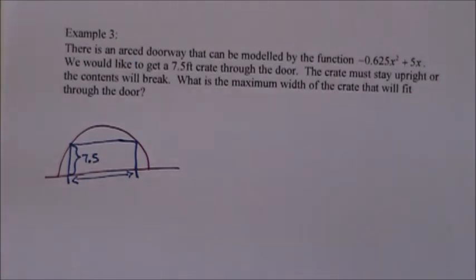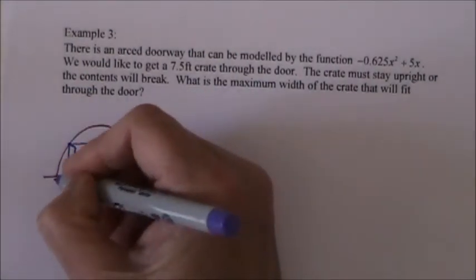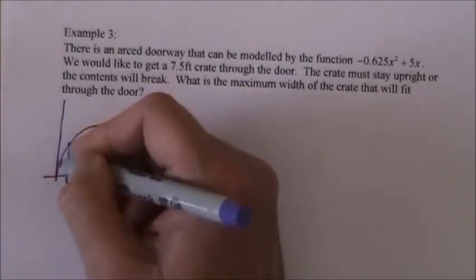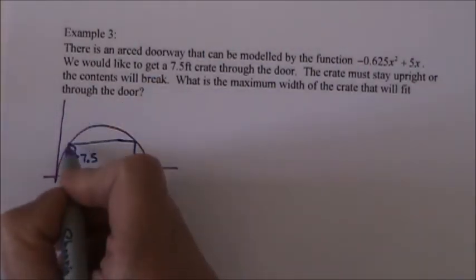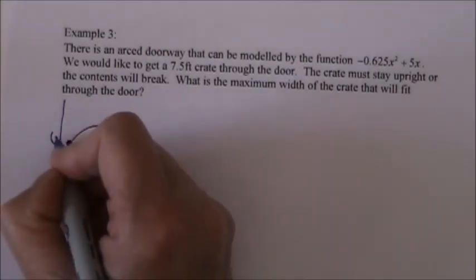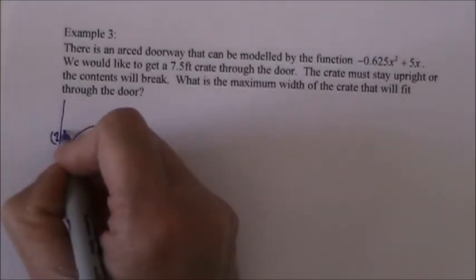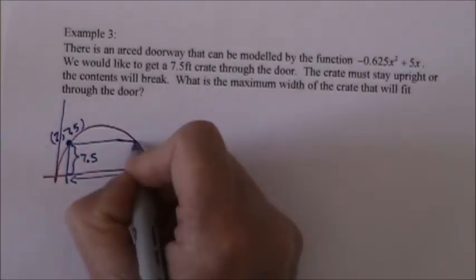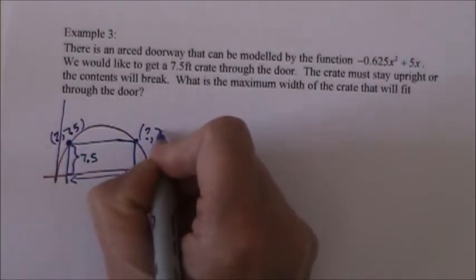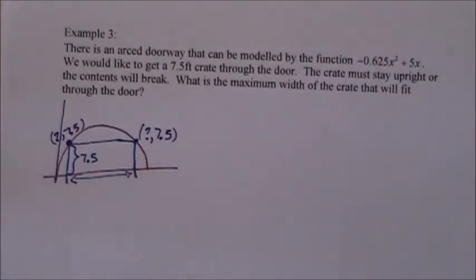Easiest way for us to tackle this would be for us to use that ground as our x-axis and draw our y-axis right out of the corner there. And when we do that, that gives us this point here, which is something, comma, 7.5, and this point here, which is something, comma, 7.5. So what we're going to need to do is figure out what the x values are, where y is equal to 7.5.